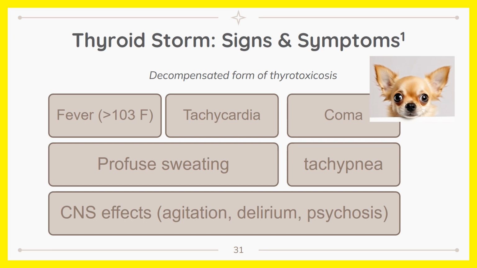Regarding the thyroid storm signs and symptoms, it is similar to thyrotoxicosis, but it can be decompensated. So when we're thinking of heat intolerance, that temperature skyrockets even more. Additionally, tachycardia is precipitated. They may lead to a coma. They may have those bulging eyes as stated previously. Profuse sweating, tachypnea, and then any nervous system effects such as agitation, delirium, and psychosis.